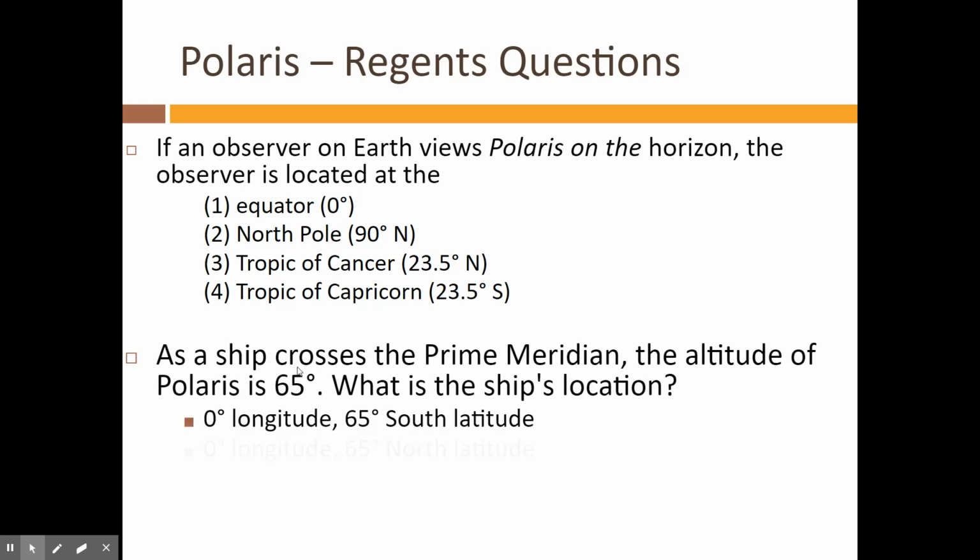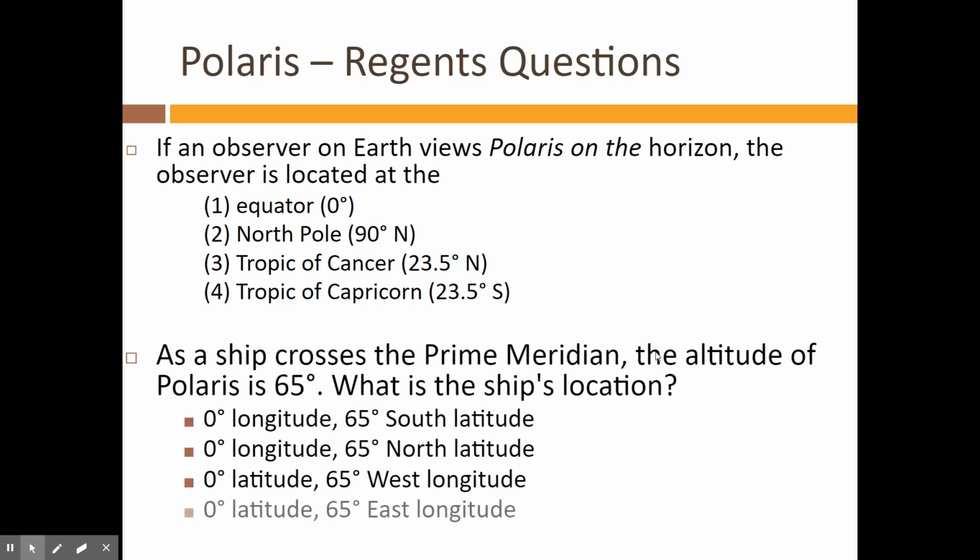This is a great question. Let me show you all the possible answers. As a ship crosses the prime meridian, the altitude of Polaris is 65 degrees. What is the ship's location? Well, remember, the prime meridian is 0 degrees longitude. Polaris tells you latitude. So you're looking for 0 longitude, which would be one of these first two choices. And remember, Polaris is also called the North Star. You can only see it in the north. So therefore, the answer is this second one.